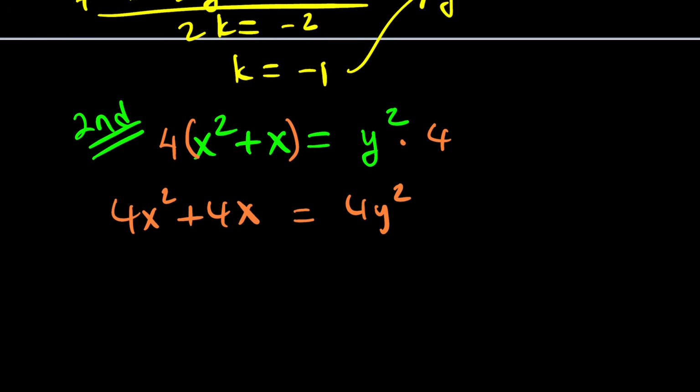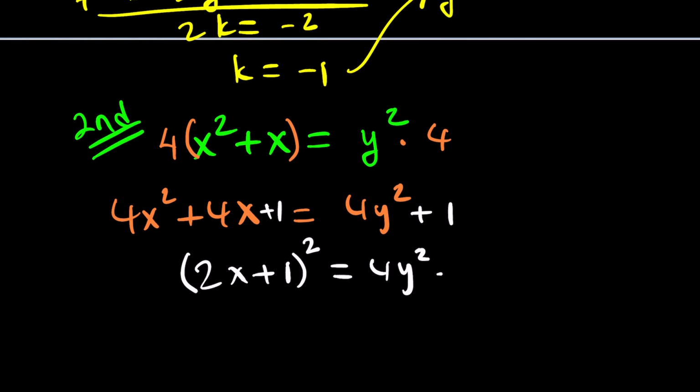Great, so far so good, right? Now, here's what we're going to do. We're going to turn the left-hand side to a perfect square. To do that, we're going to add 1 to both sides, because you should know if you add 1 here, the left-hand side becomes a perfect square. Don't you see that? It becomes 2x plus 1, I guess I didn't see that either, plus 1 squared. And that is equal to 4y squared plus 1.